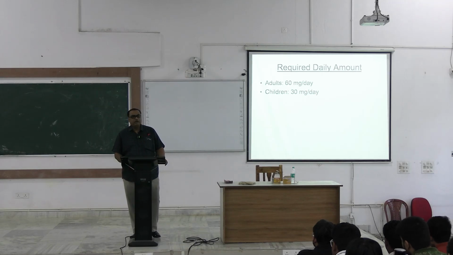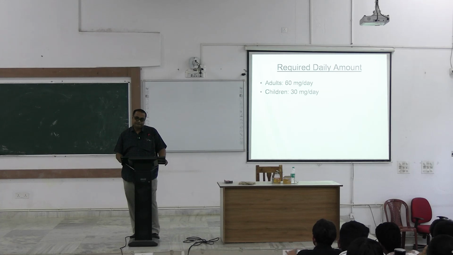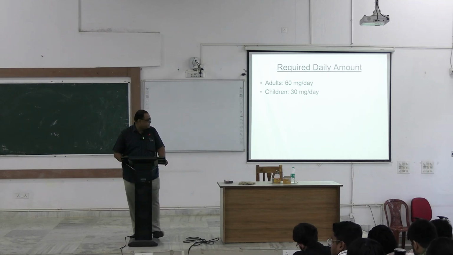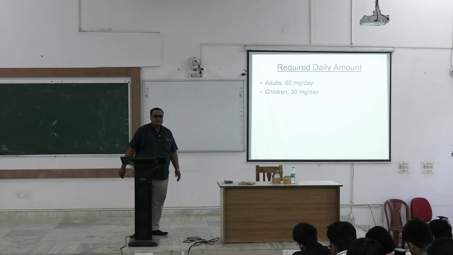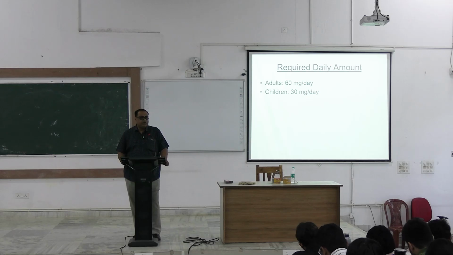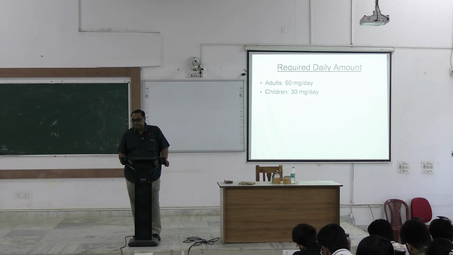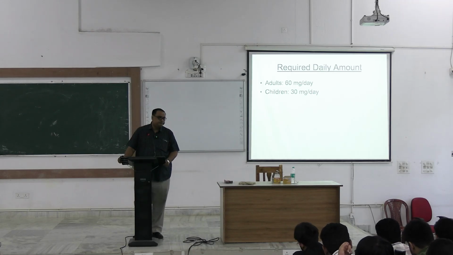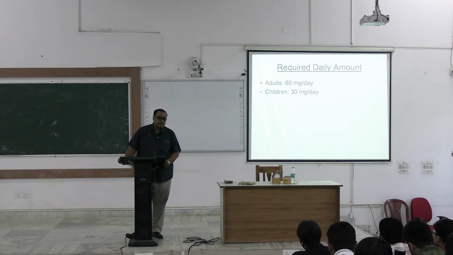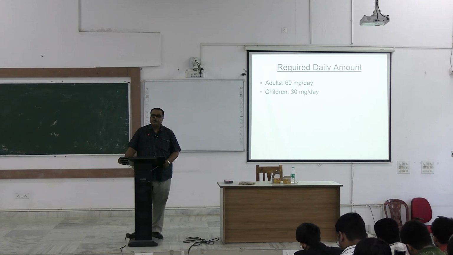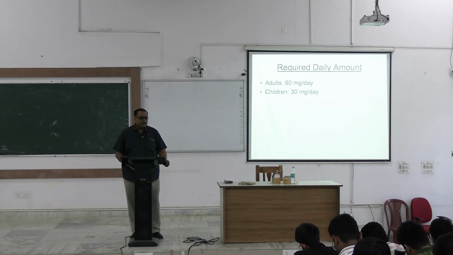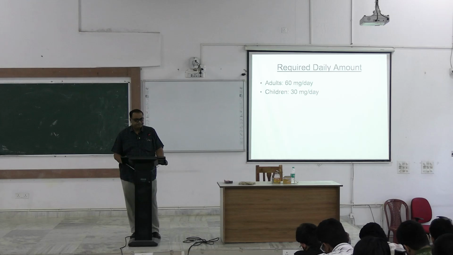RDA. Probably no other vitamin's RDA will be asked other than vitamin C in the examination. Usually it is 30 and 60. 30 means for children, and for adults 60 to 70 milligram per day. Milligram per day. Huge amount. And if the person is a smoker, then it is around 100 milligram per day. Right? For smokers, RDA is more.